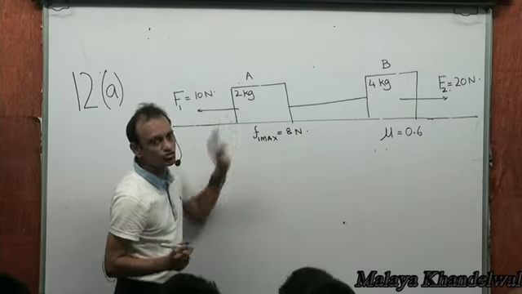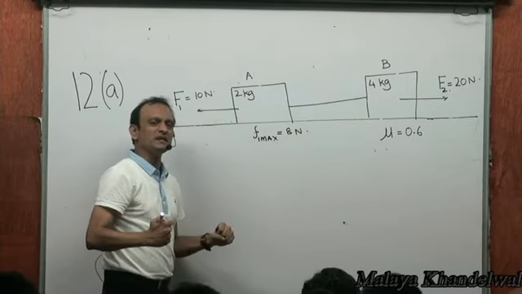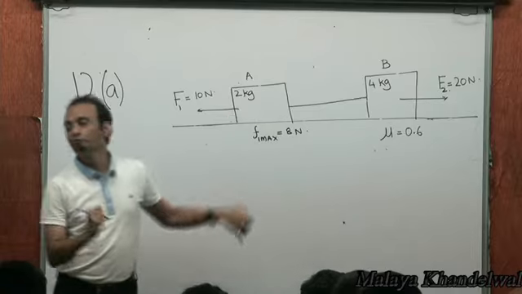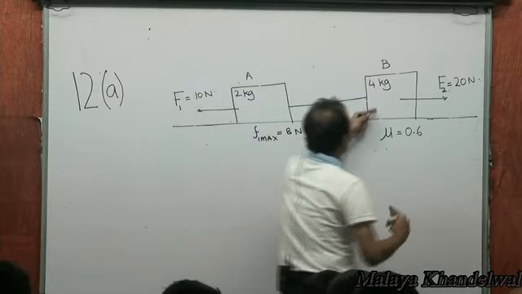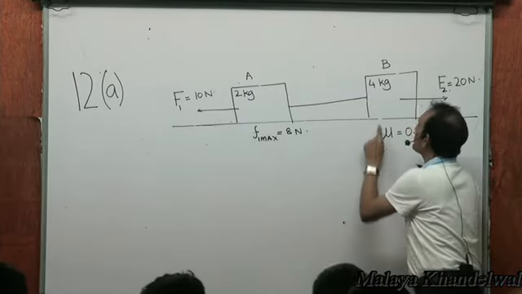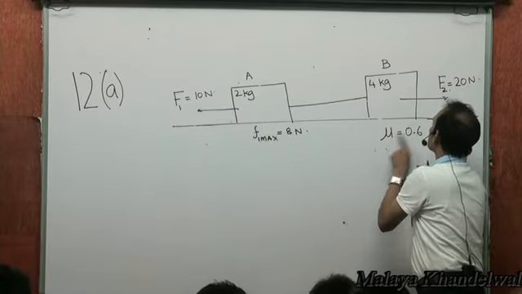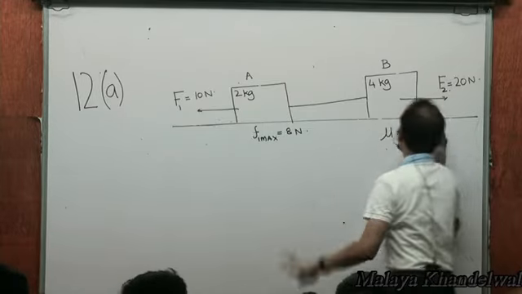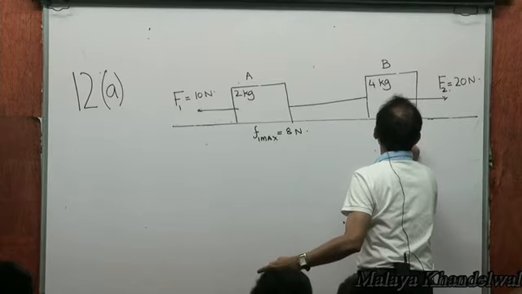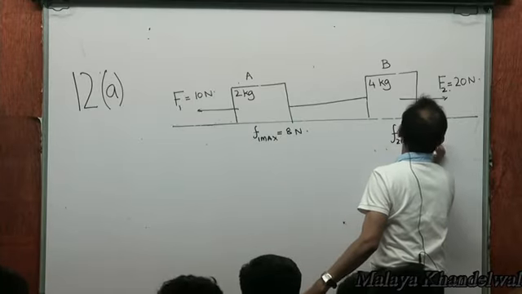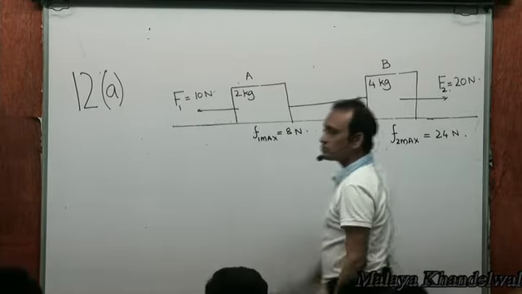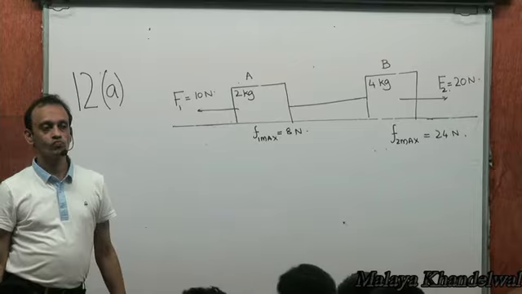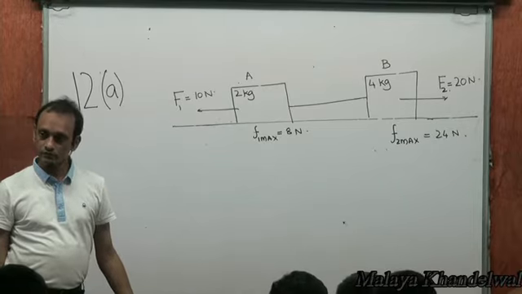The maximum static friction between these two surfaces is going to be 8 newtons, something that will prevent a pulling force from getting A to move on this surface. Now this is 40 newtons downwards, normal reaction 40 newtons upwards. So 40 into 0.6, that is 24 newtons, is the maximum static friction between these two surfaces. This is not necessarily the actual friction. Yes or no? Right?